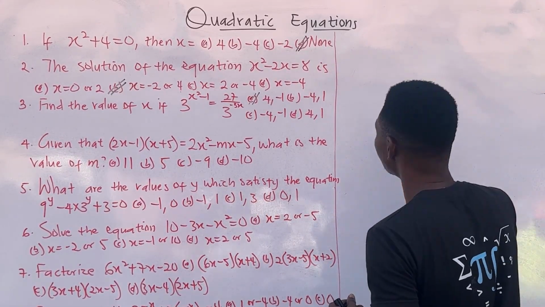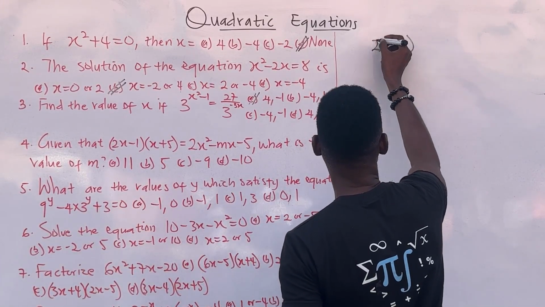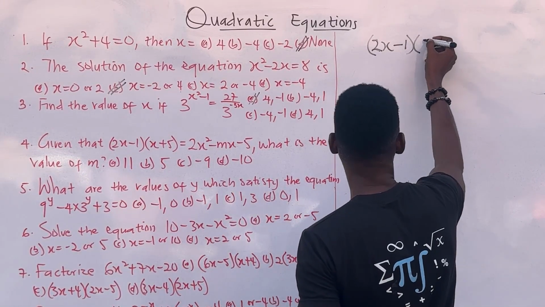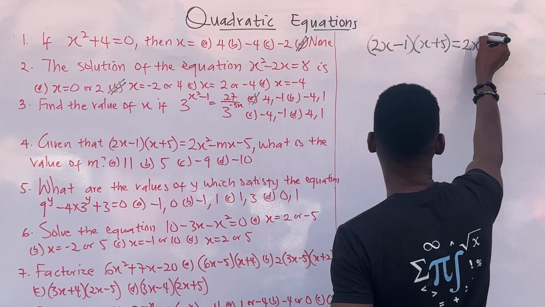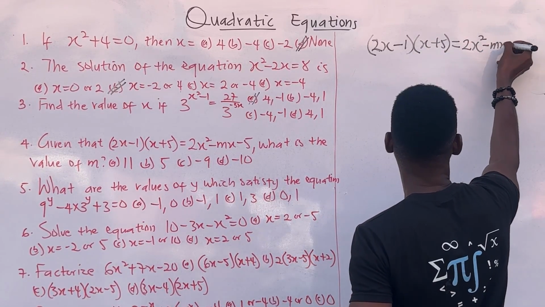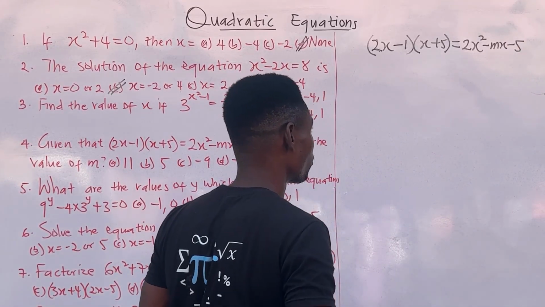So the question says, given that (2x minus 1) into (x plus 5) is equal to 2x squared minus mx minus 5, I want to find m.